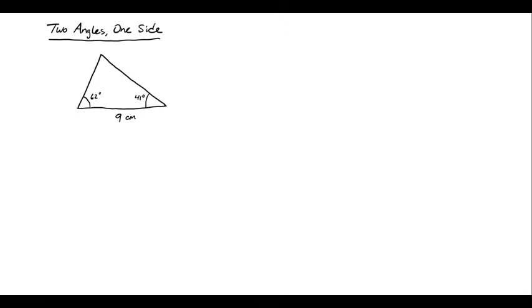In this video we're going to solve a problem in which we are given a triangle. We're given one side length of that triangle. This side is 9 centimeters long. This angle has measure 62 degrees. This angle has measure 41 degrees. And our job is going to be to find the remaining angle measure and the other side lengths.